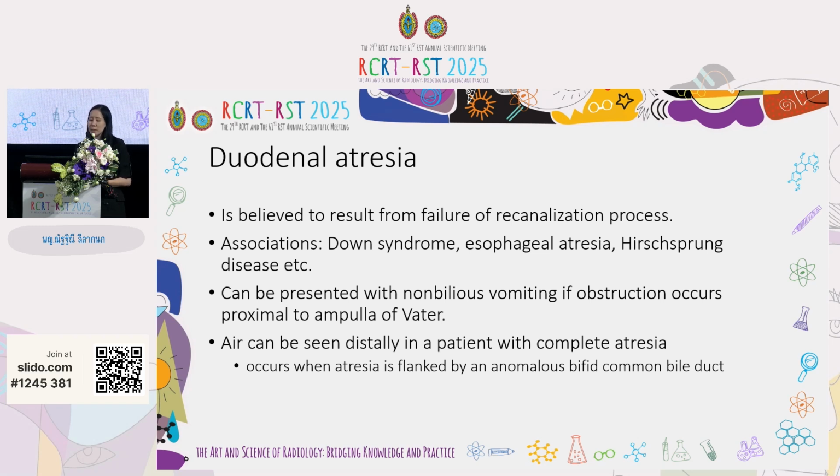Duodenal atresia is believed to result from failure of the recanalization process. It can be linked to conditions like Down syndrome, esophageal atresia, or Hirschsprung disease. If the obstruction is above the ampulla of Vater, it might present with non-bilious vomiting. In unusual circumstances, air can be seen distally in a patient with complete atresia.